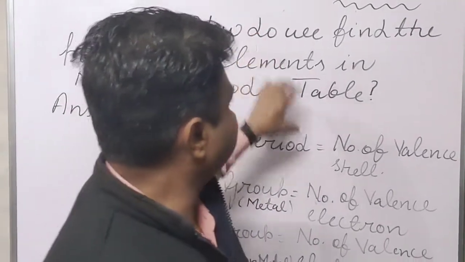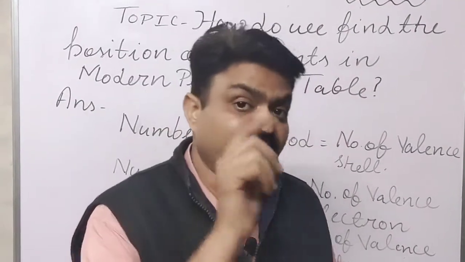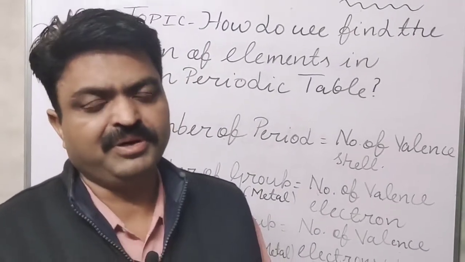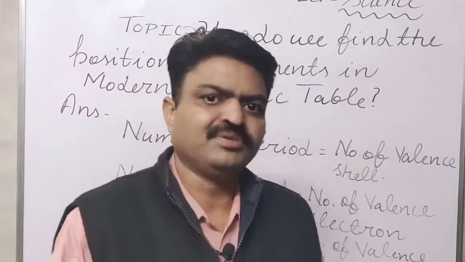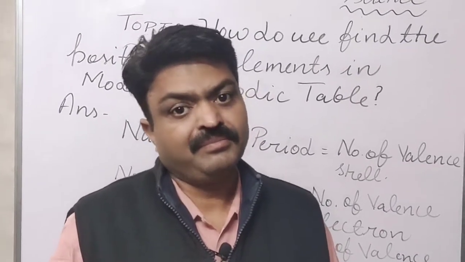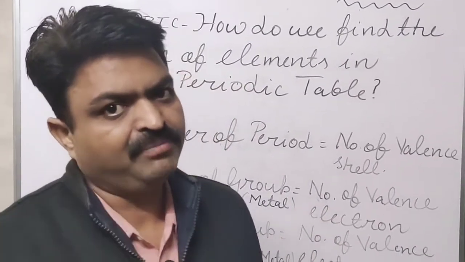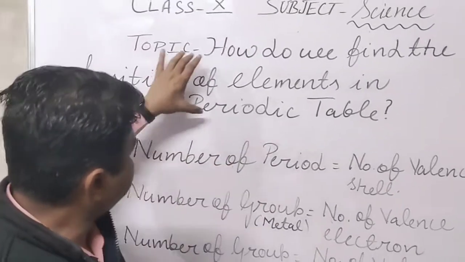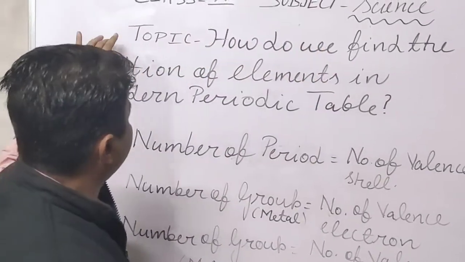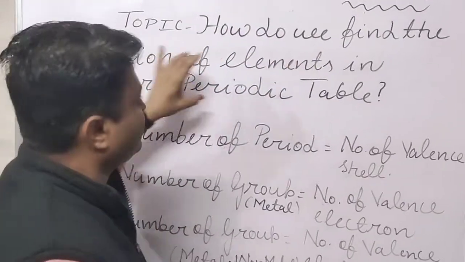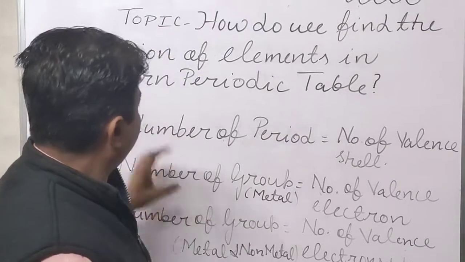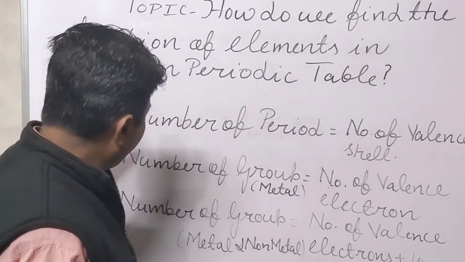Today we will discuss a trick by which, without looking at the modern periodic table, we can know the position of a particular element by using the atomic number of that element. So today we will discuss how we find the position of elements in the modern periodic table without looking at it. How do we find it, student?